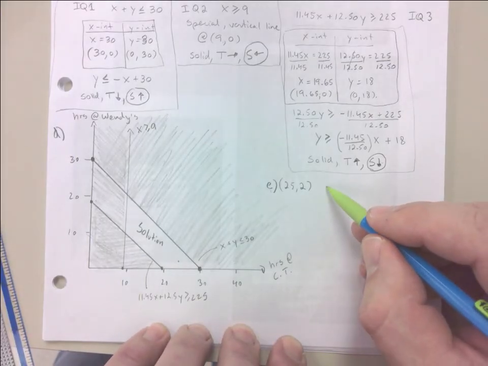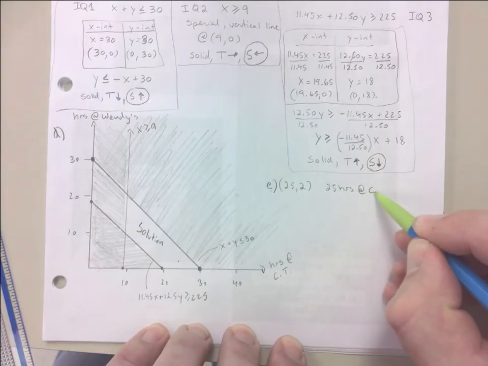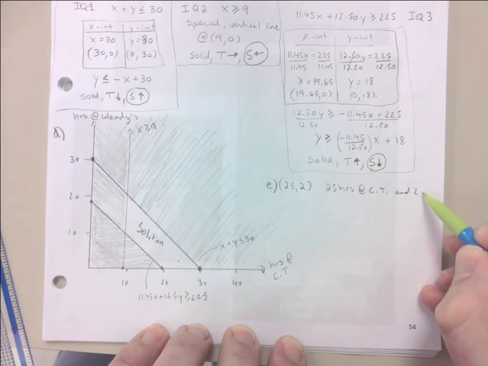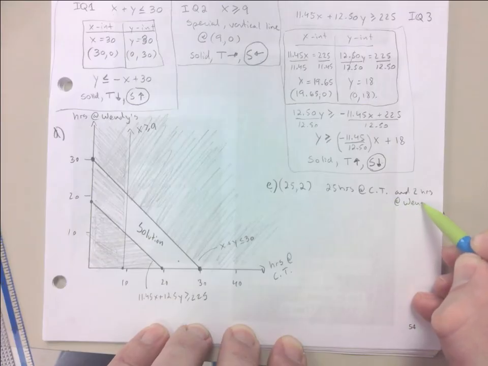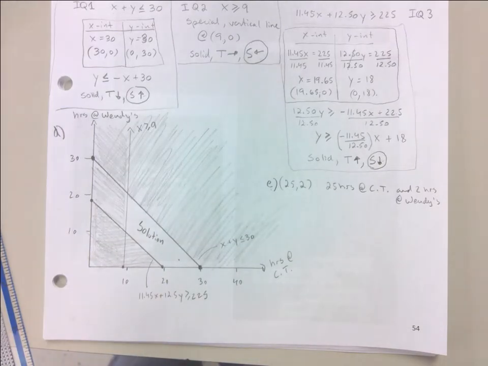Which means 25 hours at Canadian Tire and 2 hours at Wendy's. That's what that means, okay? It has a meaning in this context. It's not just a point, right?